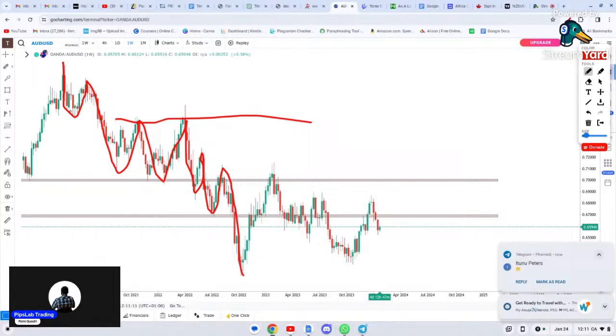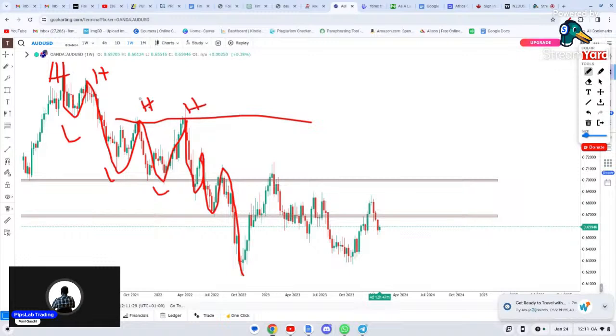What do we notice here? This is high, this is low, this is high, this is low, this is high, this is low, this is high, equal high. This is low, this is high, this is low, this is high, this is low. Then we got another equal high here. So we notice that not at any point do we see a higher high.